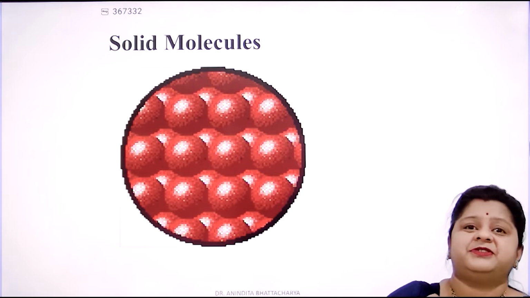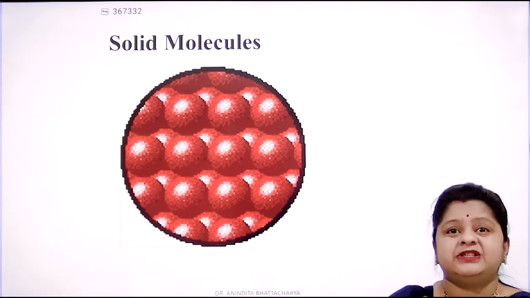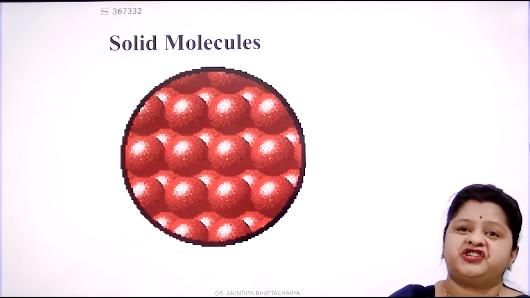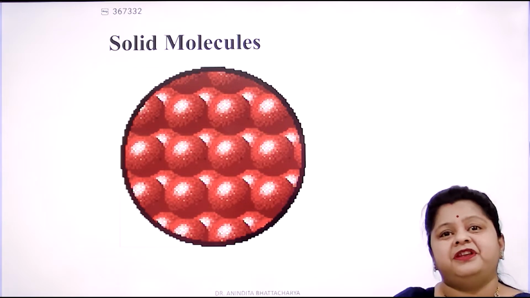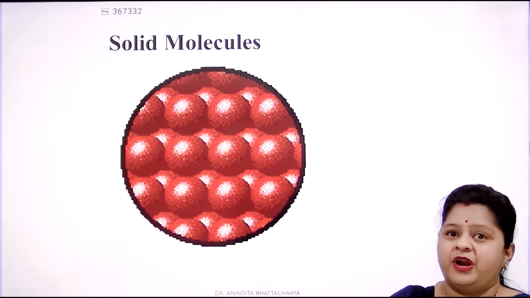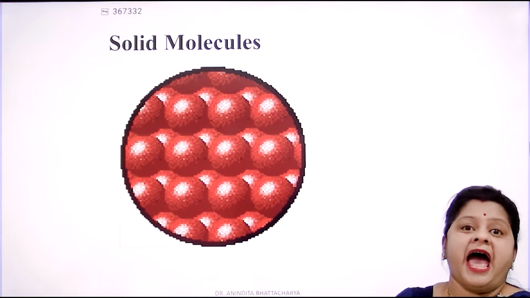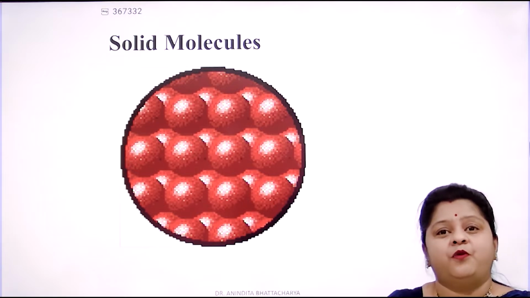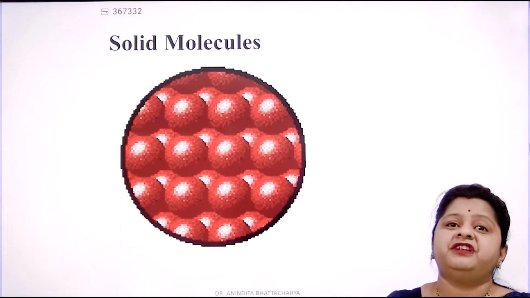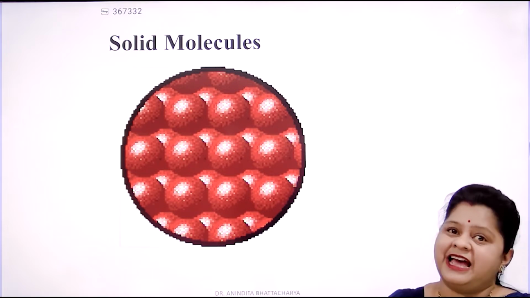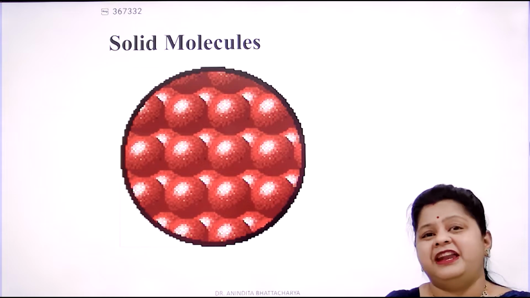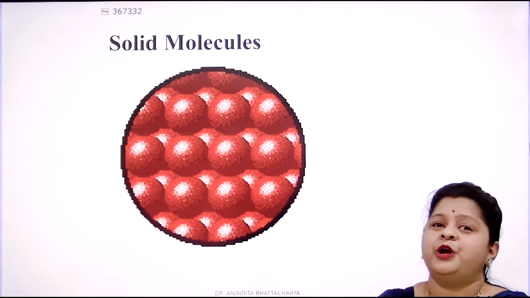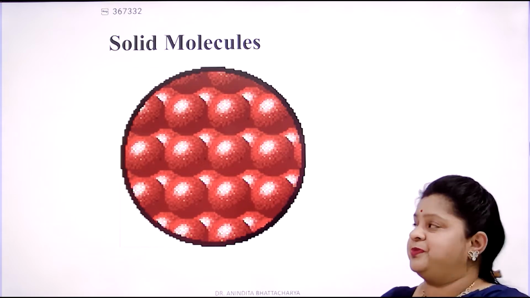And that is the reason that all solids have a definite shape and a definite volume, whereas liquids have definite volume but no definite shape, and gases have neither definite volume nor definite shape.